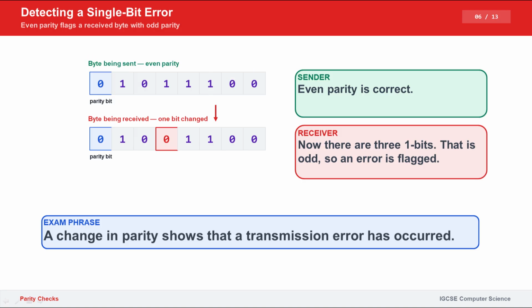Detecting a single bit error. Here, even parity has been agreed. The byte being sent has an even number of 1 bits, but the byte received has 1 bit changed. Now the receiver counts only 3 1 bits. 3 is odd, so the receiver knows an error has occurred. Parity checking detects the error, but it does not always tell us which bit changed.